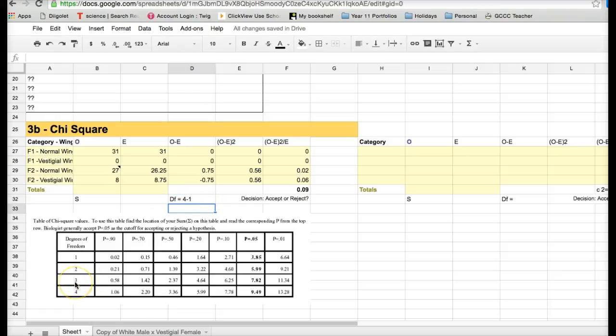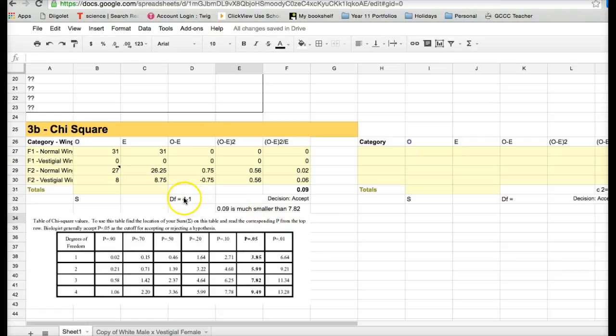So I go down here to 3, come across here, and I see whether or not my number is bigger or smaller than 7.82. Is 0.09 smaller than 7.82? Absolutely, which means that error is very low. I will accept it. Because 0.09 is much smaller than 7.82.